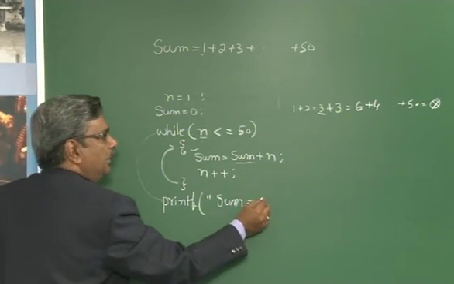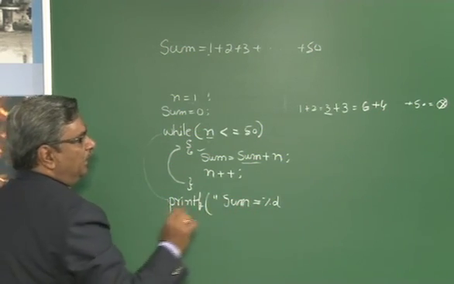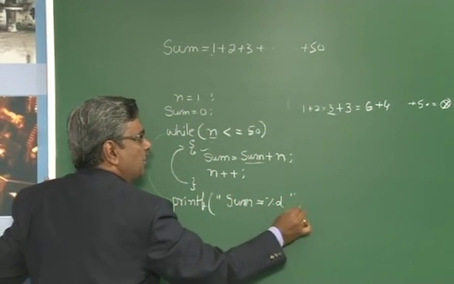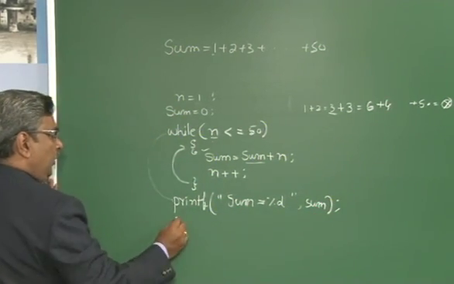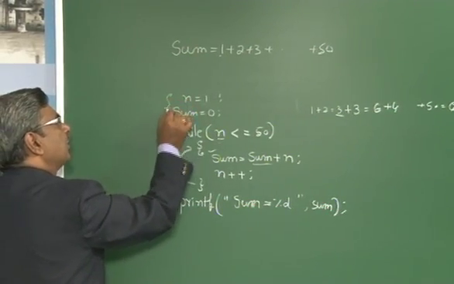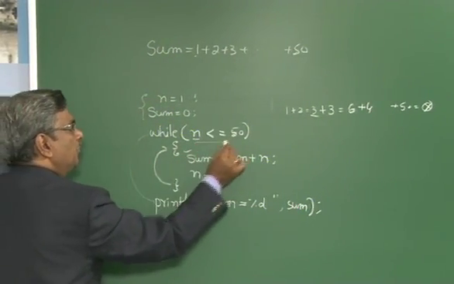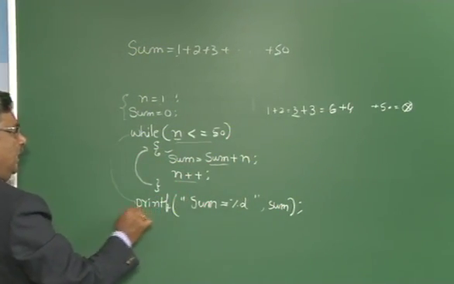to percentage d, because you are declaring this variable as integer type, then you put sum, and close this. So in this way you can make the initialization of the variable, the condition to be enforced, the increment value, and whatever computation there is, and you can repeat like that.